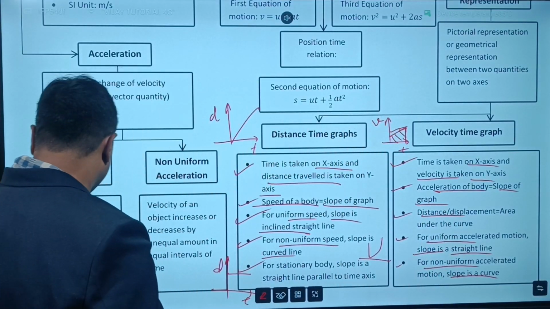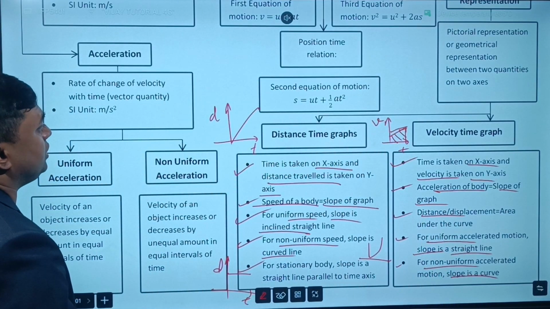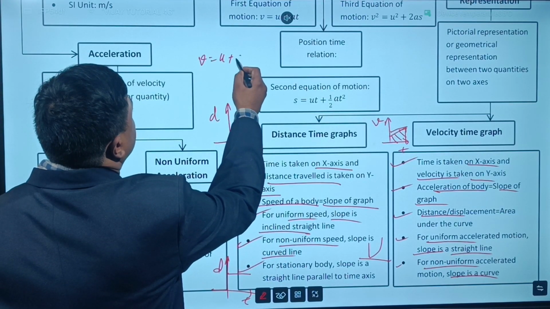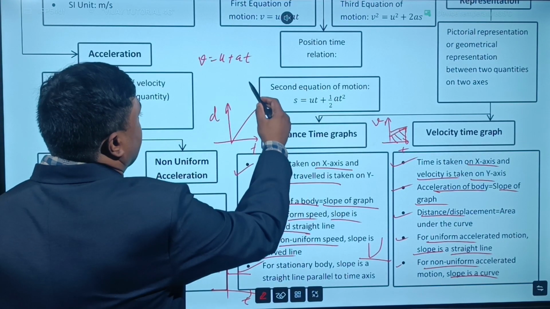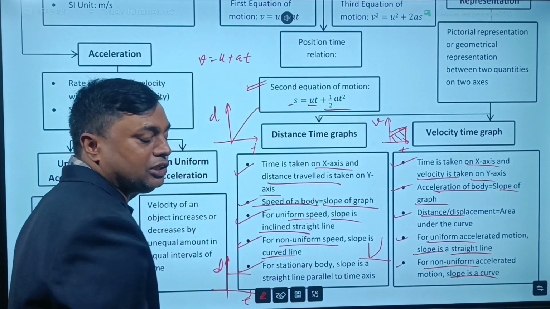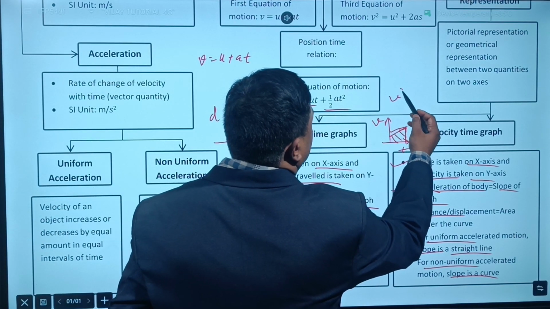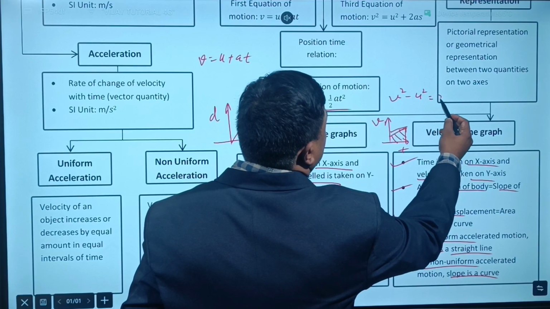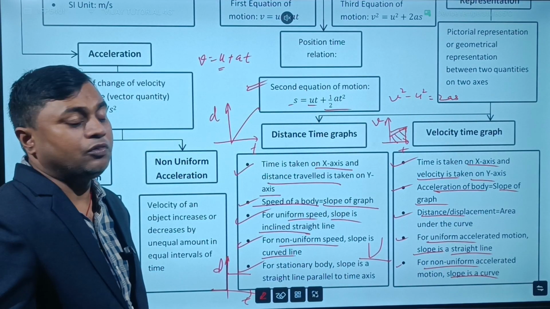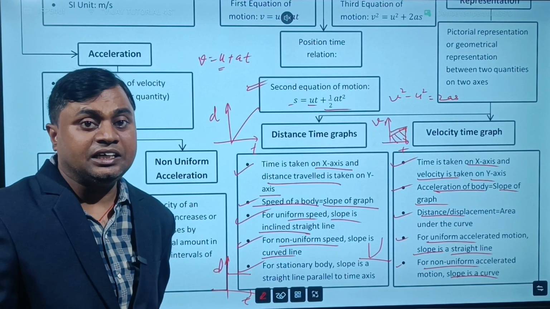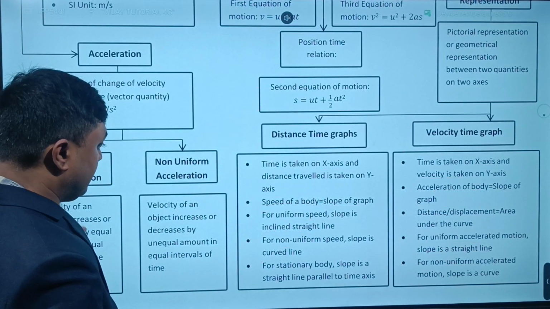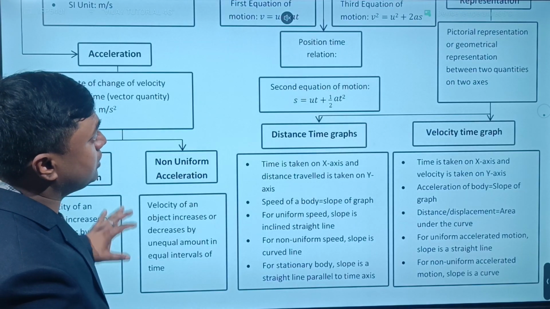We have three equations of motion. The first is v = u + at. The second is s = ut + 1/2 at². The third is v² - u² = 2as. Here u is the initial velocity, v is the final velocity, a is the acceleration, t is the time, and s is the distance traveled. I hope you understood this flow chart.